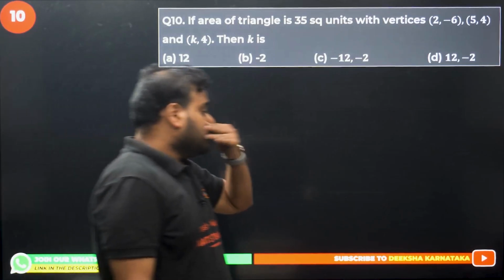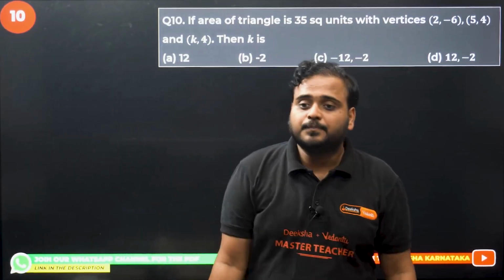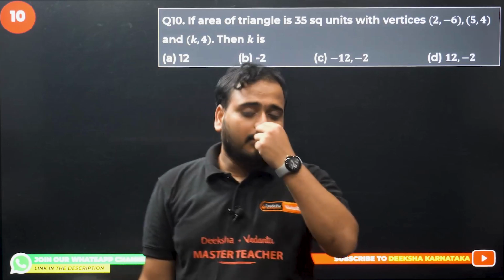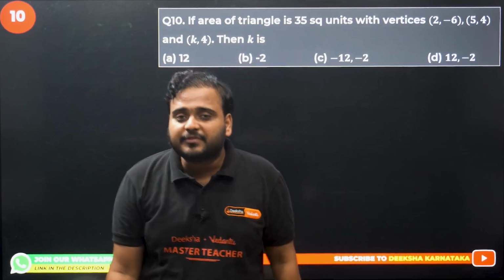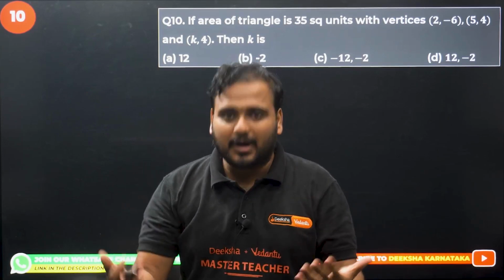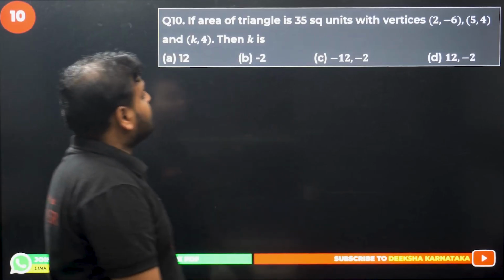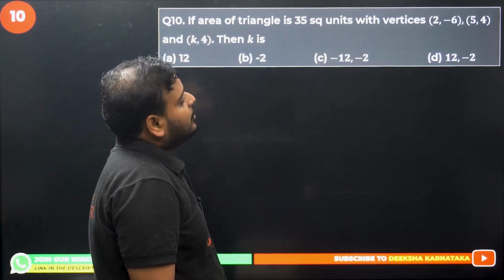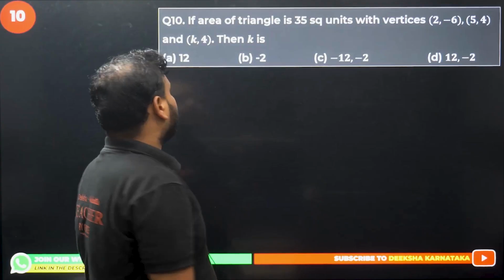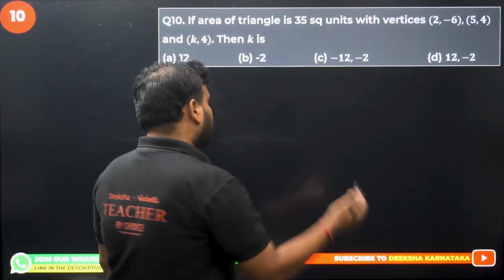Question number 10. So yes, the questions from this chapter, whether it is matrix or determinant, will be of a simpler kind only. They will not be very difficult. So this is where you can score marks. Okay, if the area of a triangle is 35 square units with vertices (2, minus 6), (5, 4), (k, 4), then k is what? The formula is there.